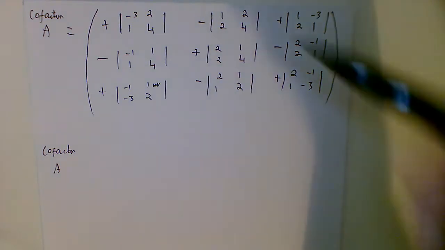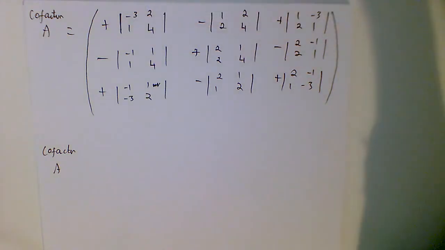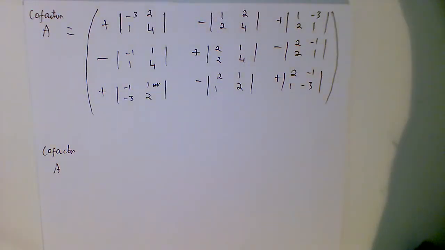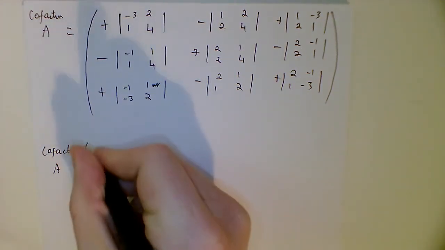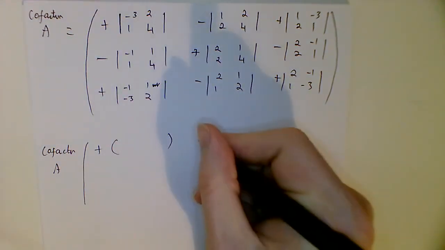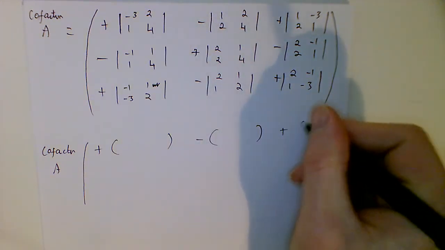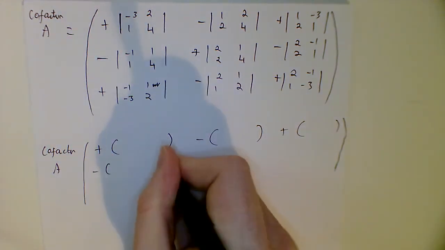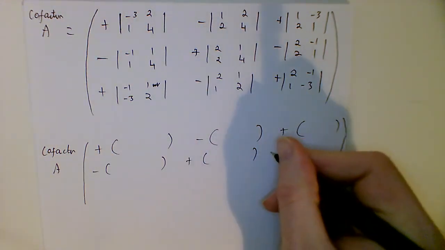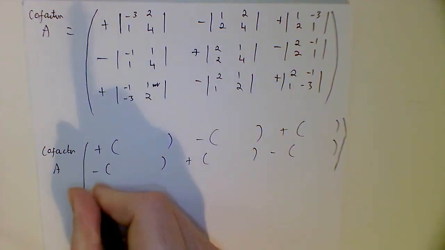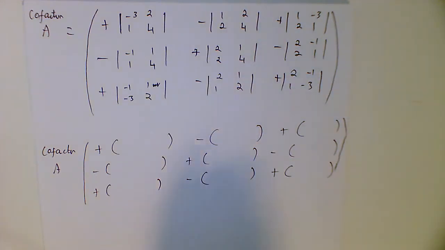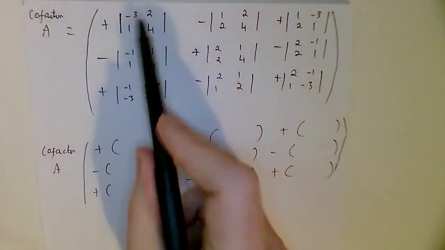Now, when we've got minor matrices with lines on either side and they're 2 by 2, all that means is find the determinant for a 2 by 2 matrix, which we know is AD subtract BC. And you can miss that step out if you want. I'm just showing you all the working I possibly can, so that hopefully there's no room for misunderstanding.